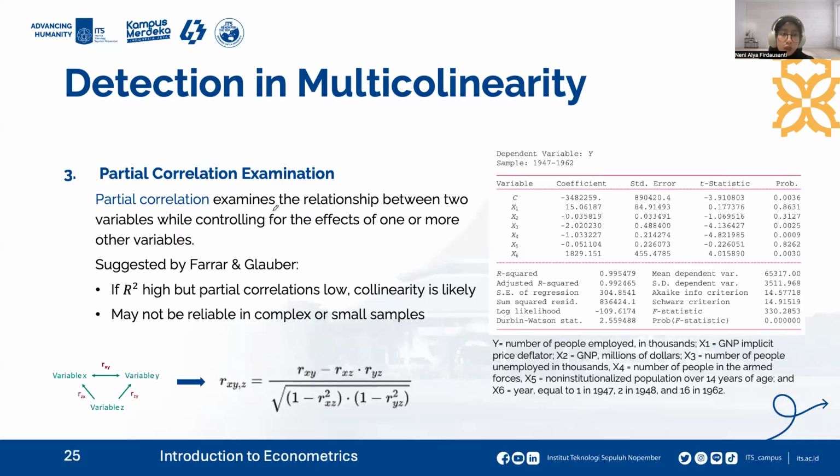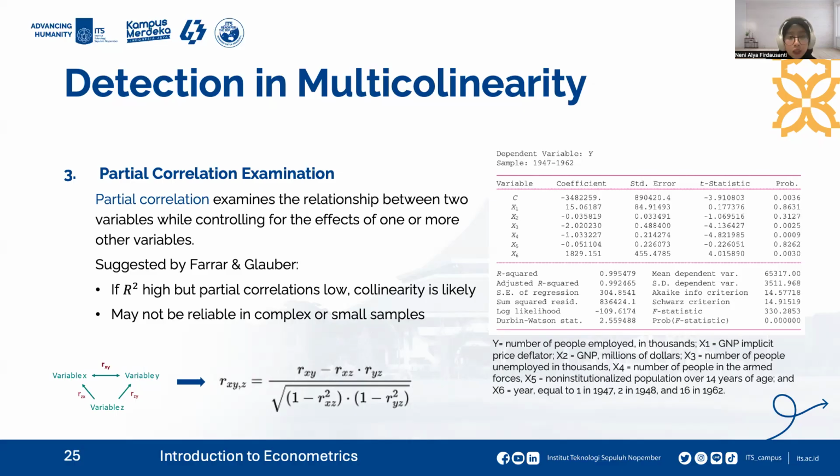All right, and then the next one is partial correlation examination. This is suggested by one of the researchers, Farrar and Glauber. So if you do partial correlation between the variables, if R square is high but partial correlation is low, it means that collinearity is likely, and it might not be reliable in complex or small samples.